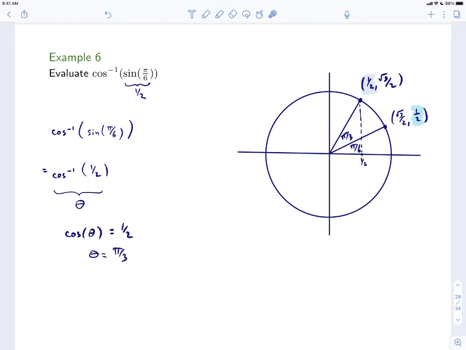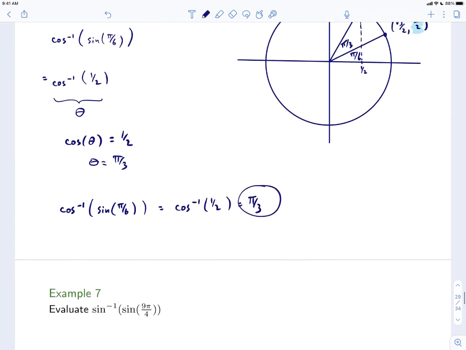So for pi over 6, you're looking at the y-coordinate, that's 1/2. But then you're looking at cosine inverse of 1/2. So that means you want to know where the x-coordinate is 1/2. And the x-coordinate is 1/2 when theta is pi over 3. So that tells us that cosine inverse of sine of pi over 6 is equal to cosine inverse of 1/2 is equal to pi over 3. And that's your answer.